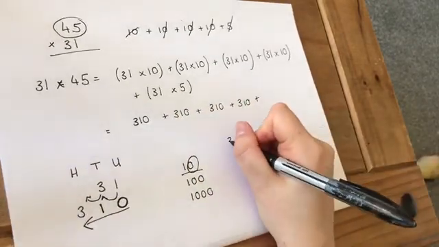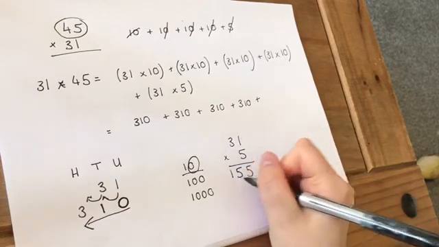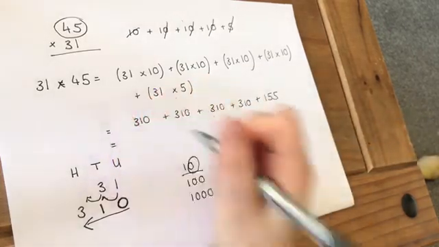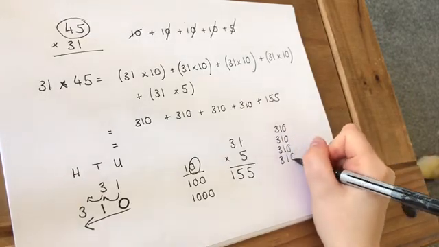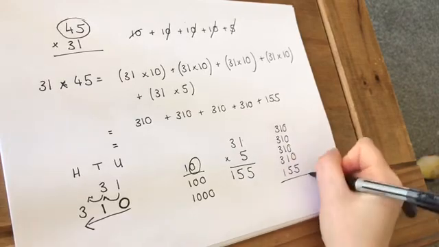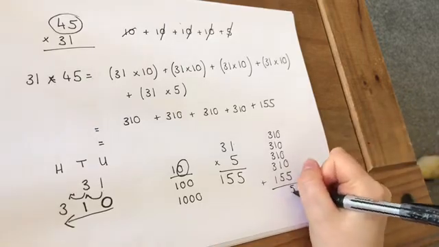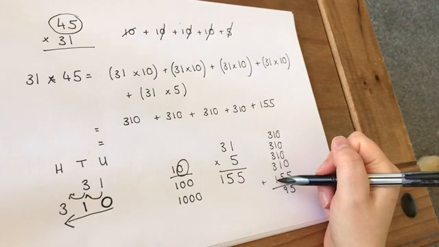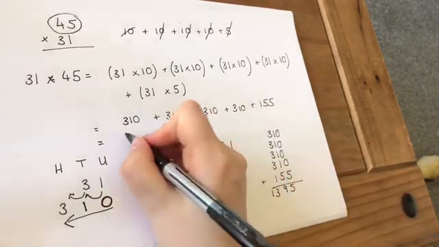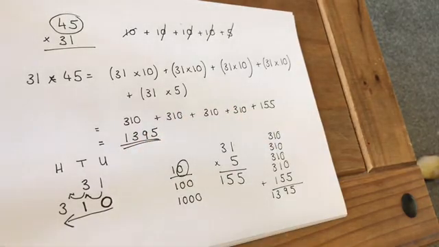Plus we've got 31 times 5, so we can solve this one by writing it out in our sum. 1 times 5 is 5, 3 times 5 is 15, so we've got 155. Now to get the full answer, we're going to have to add all these up. So 310, 310, 310, 310, and then 155. Add these all together. 0, 0, 0, 0 plus 5 gives me 5. 1, 2, 3, 4 plus 5 gives me 9. 3, 6, 9, 12 plus another 1 gives me 13, and my answer is 1,395. And that's how we do our two-digit times two-digit number without doing long multiplication.